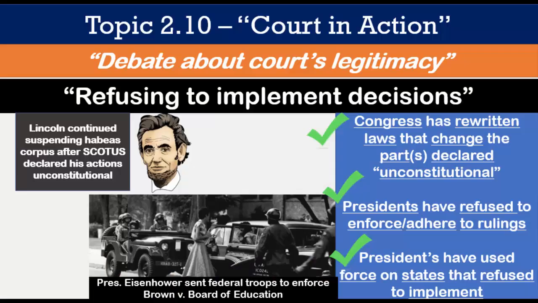Finally, what checks do other branches have in addition to appointment and confirmation power over the judicial branch? Well, Congress can rewrite laws that have been struck down, just taking out those parts that were found unconstitutional. And we have seen presidents refuse to enforce certain SCOTUS decisions, but this is very rare.